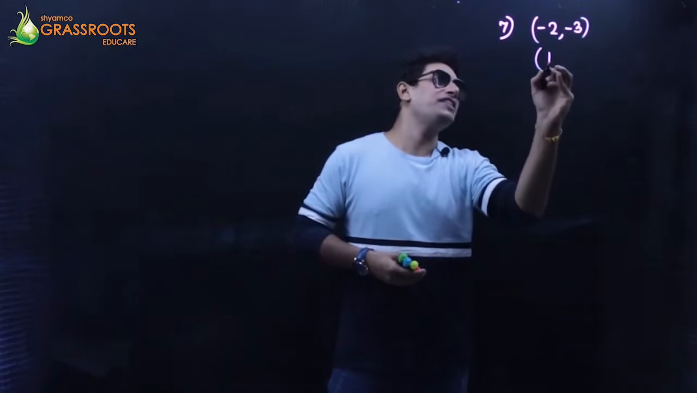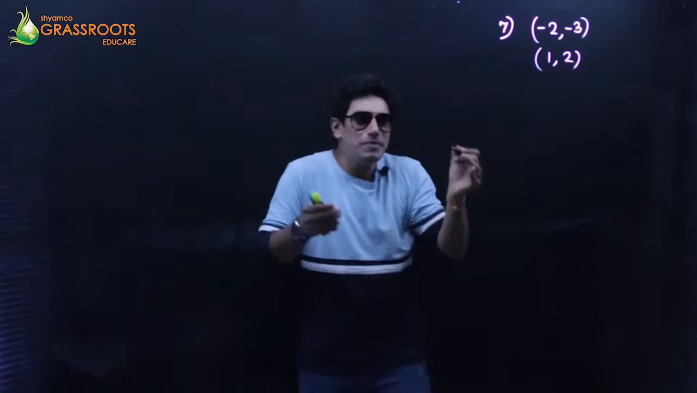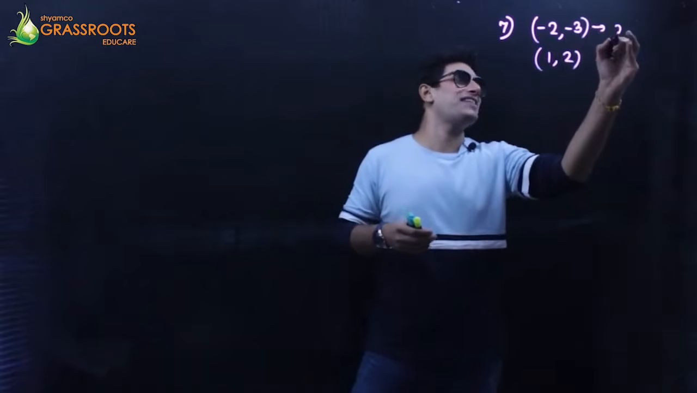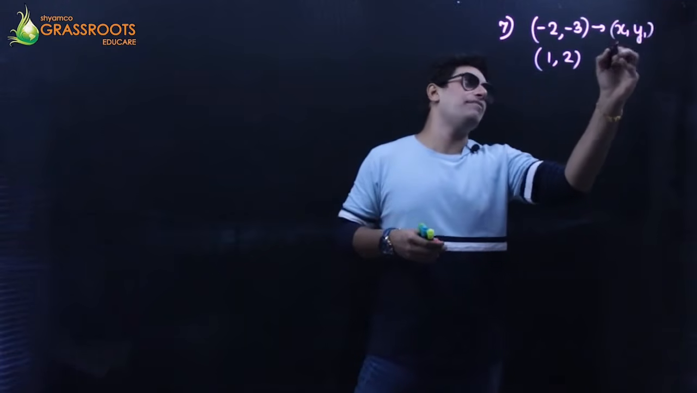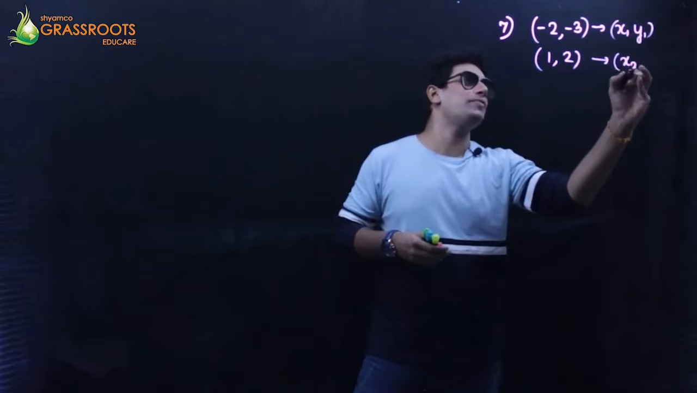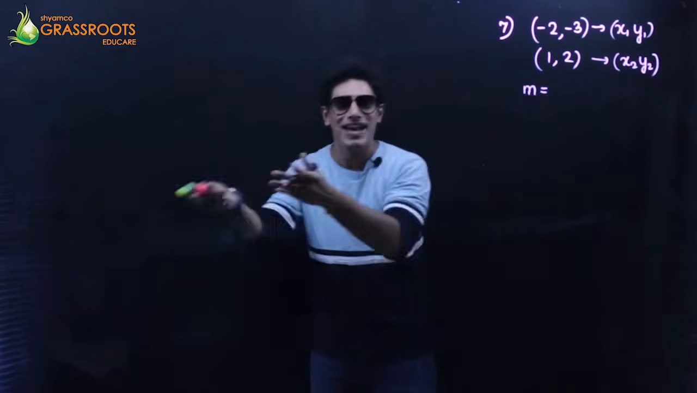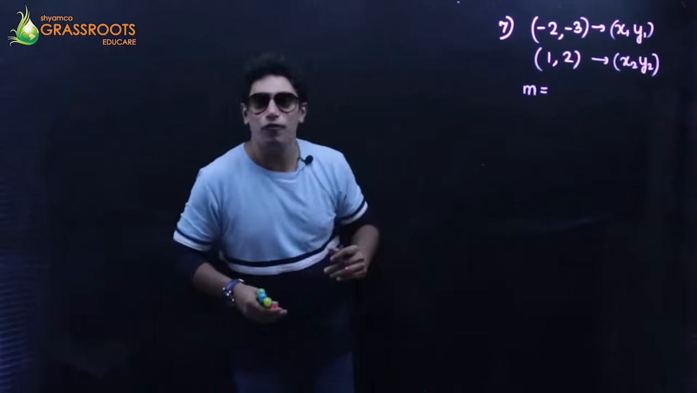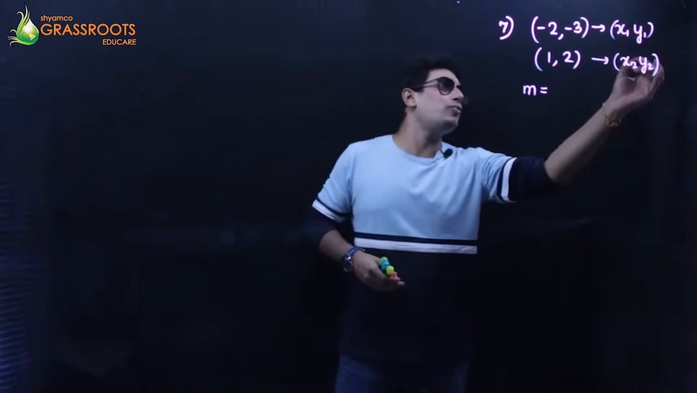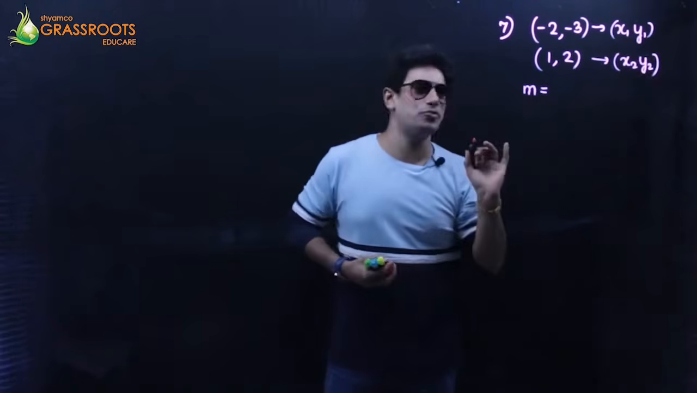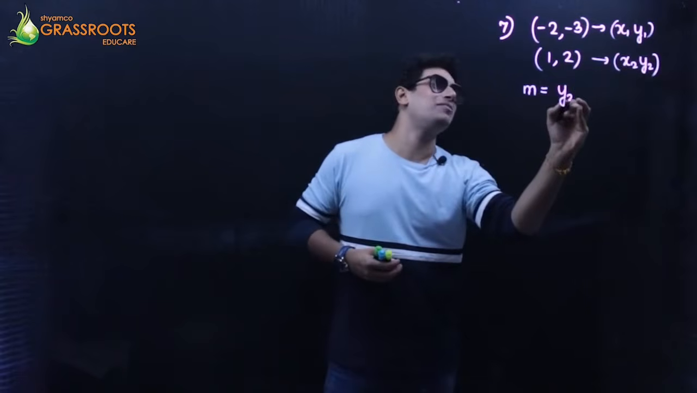And the second point is 1, 2. Let me call this point x1, y1 and this point x2, y2. Slope of the line is represented by m and the formula is y2 minus y1. So I'll directly substitute. First sum, let me write it.